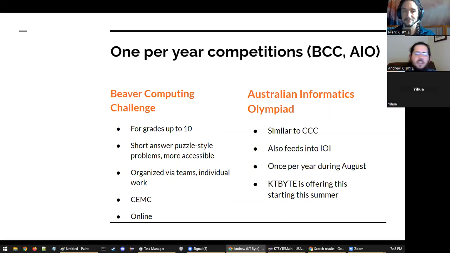So in terms of, multiple of these are organized through schools. Mostly what that means is registering for the competition. You have to go through a registered school to validate you and say you're a real person, that kind of thing. So we are registered for the AIO, the Australian competition, the CCC, and the BCC, which are the Canadian competitions, as well as multiple school teams for ACSL. So basically, that just gives you access to these.